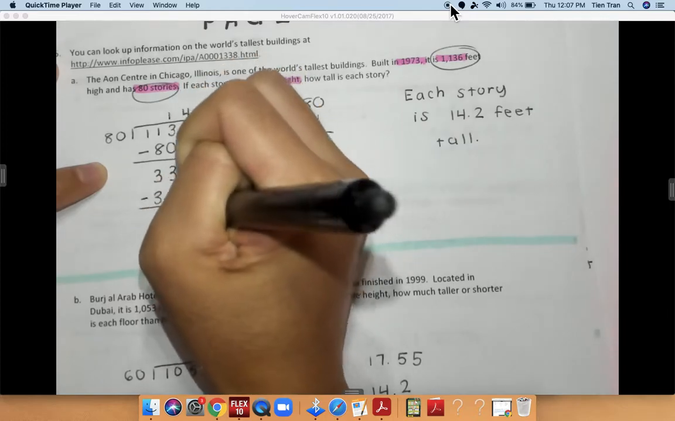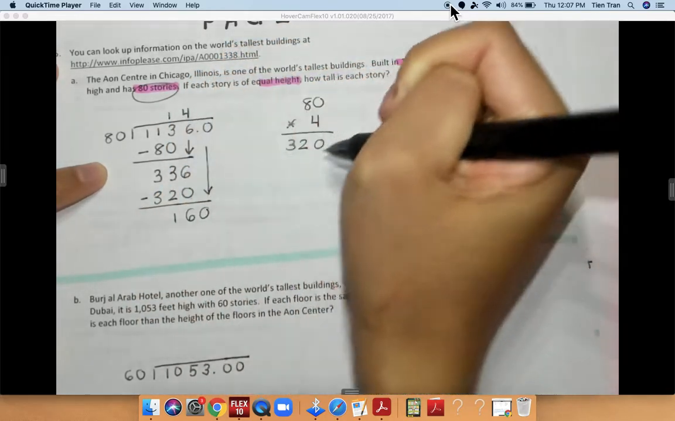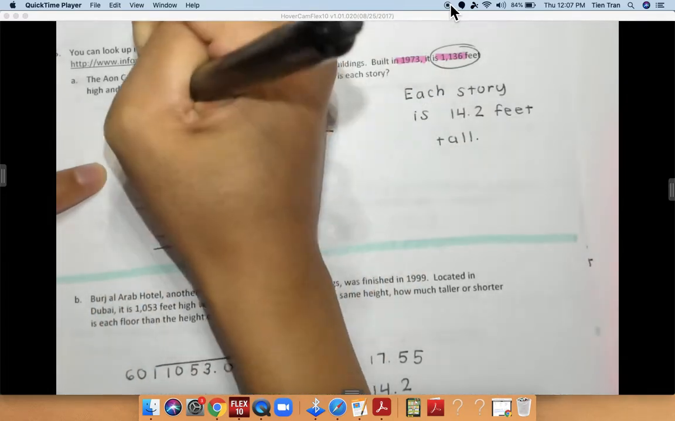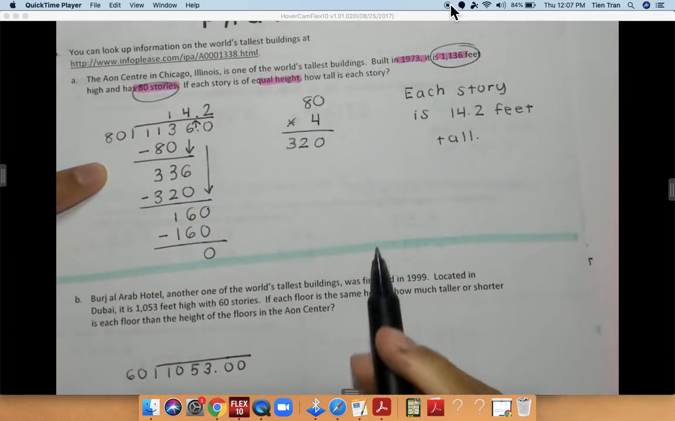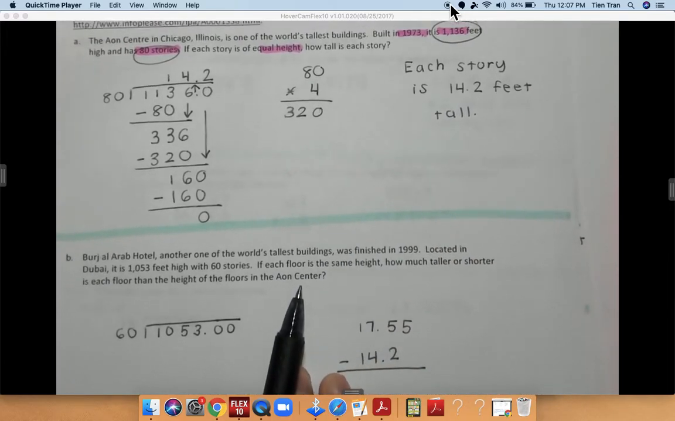6 minus 0 is equal to 6. 3 minus 2 is 1. Bring down your 0, we get 160. And we know that 80 times 2 is equal to 160. Don't forget to bring up your decimal, and your final answer is 14.2 feet. So each story is about 14.2 feet tall.